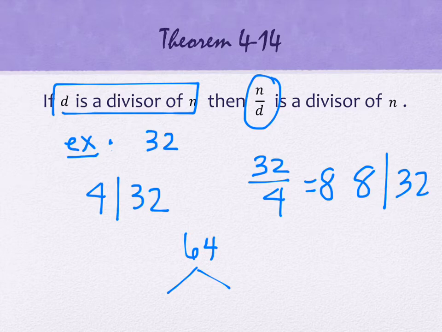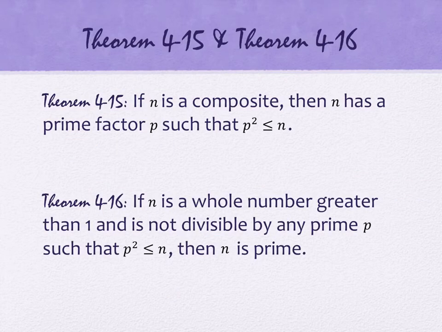All right, we'll do the last 2 theorems. These 2 theorems go hand in hand, so I want to always present them together. Theorem 415 and Theorem 416. 415 says if you have a composite number, then there will be a prime factor, and if you take that prime factor and multiply it by itself, it will be less than or equal to your composite number. And you should look at that and say, okay, that's kind of a cool trick, so what? And that does not really look like it's a helpful piece of information.